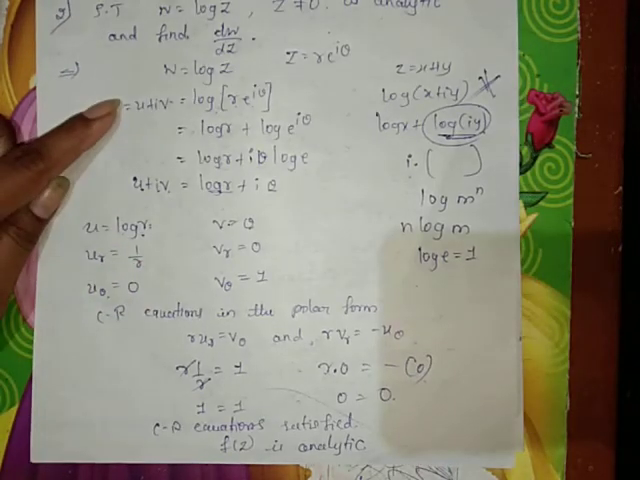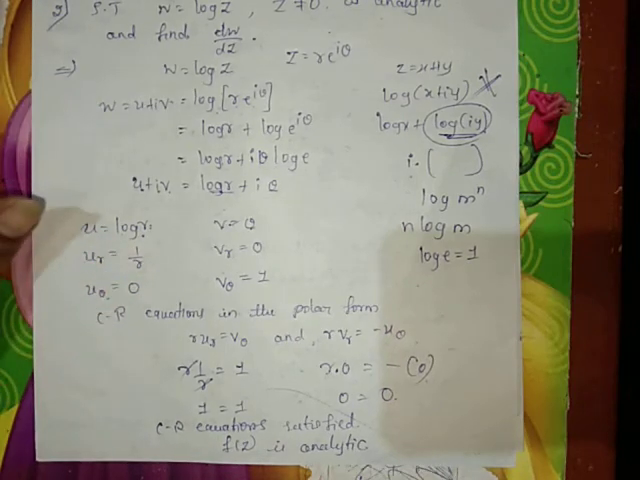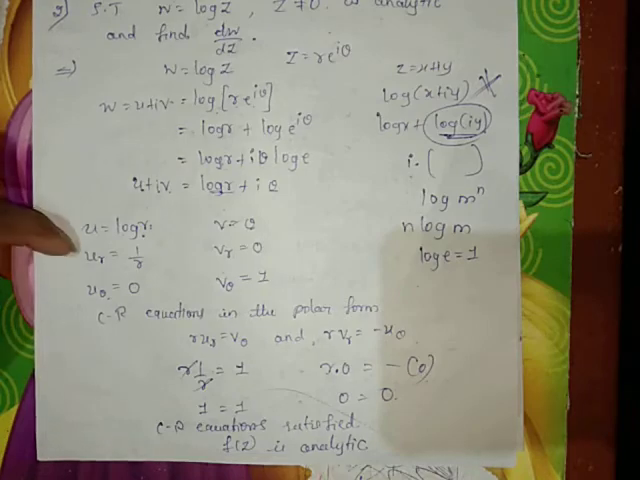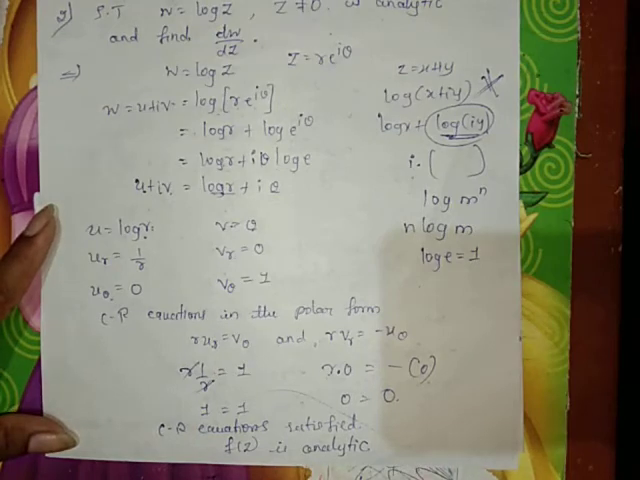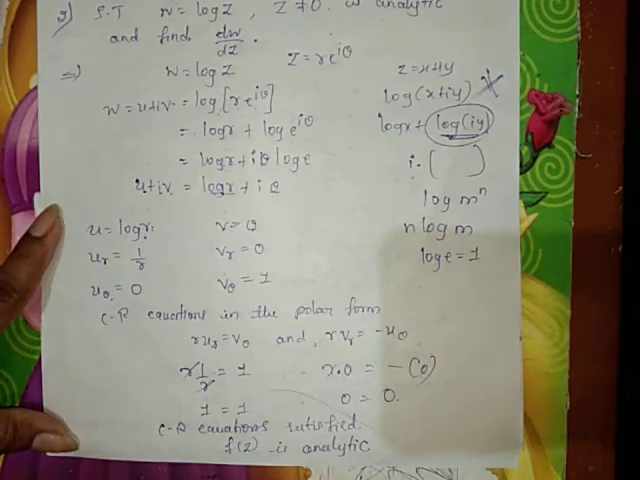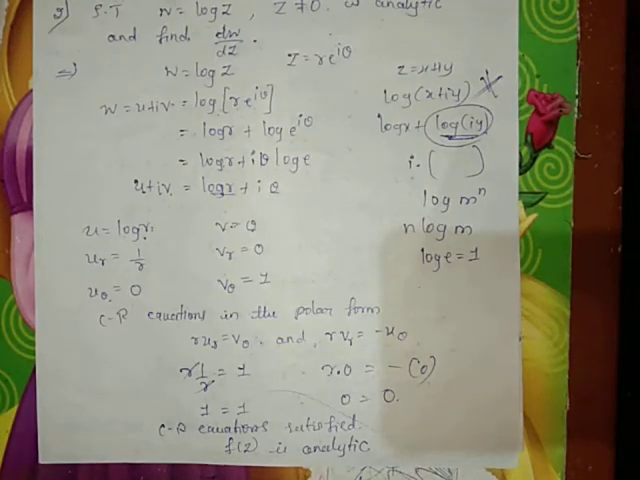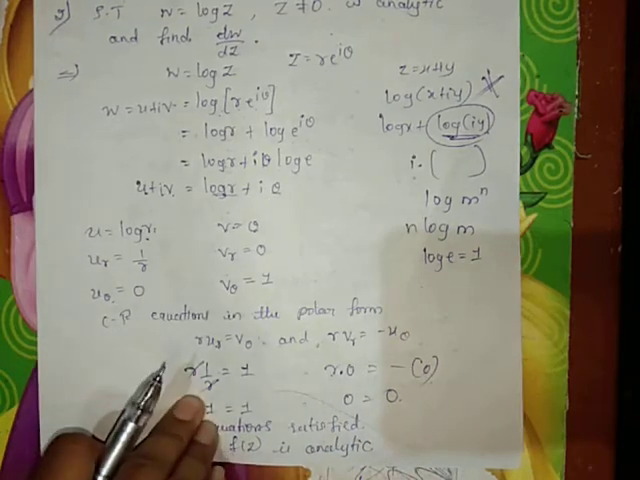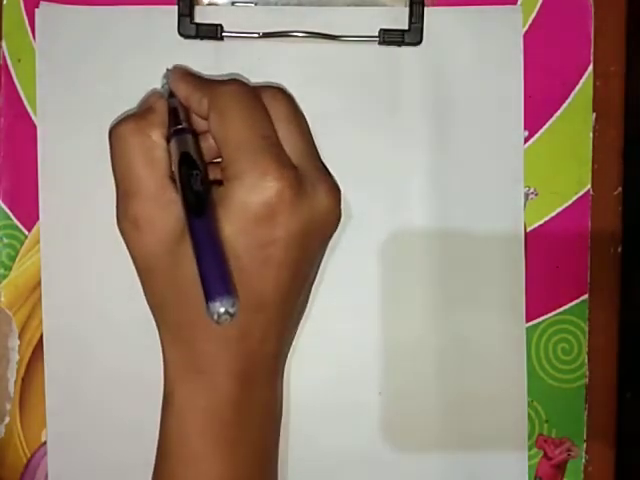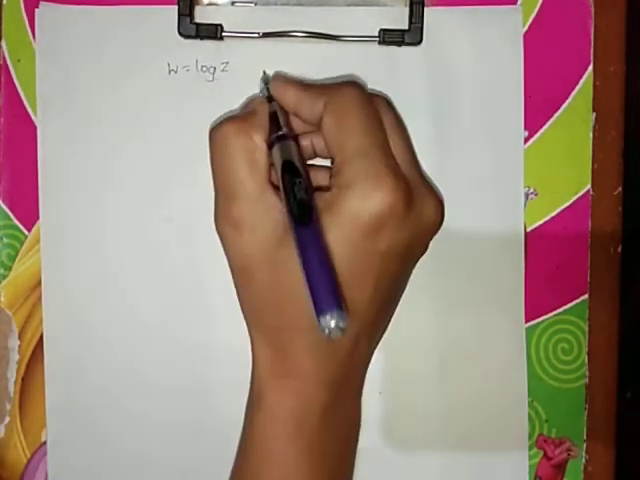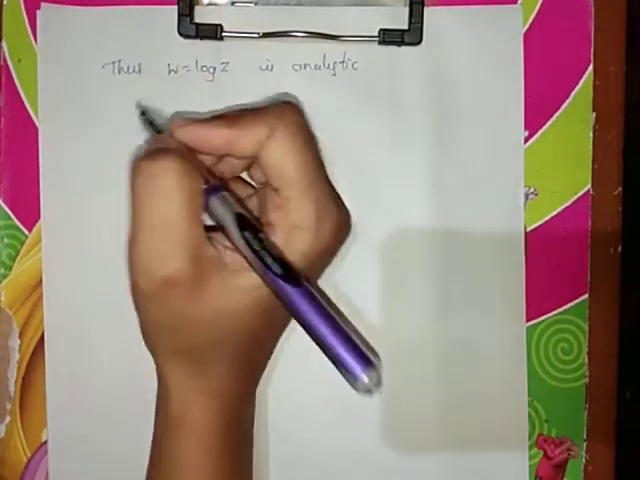So first we have taken the substitution of z, and then we made the separation of real and imaginary parts. After that we find the first order partial derivatives, and then we cross check the CR equations. Here the CR equations are satisfied, so we conclude that f of z is analytic. Now we have to find f dash of z. Thus w equal to log z is analytic.